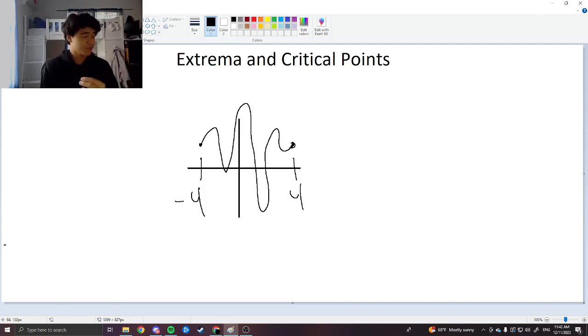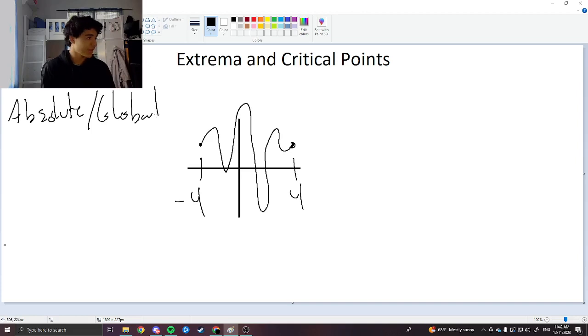The first kind of extrema is called an absolute or global extrema. That means the absolute highest and absolute lowest point on the graph. So in this case, this is our absolute maximum because it never goes higher than this on this interval. And this is our absolute minimum down here, or global. Global and absolute in this case mean the exact same thing. It's when it's at the very highest and very lowest on our interval.